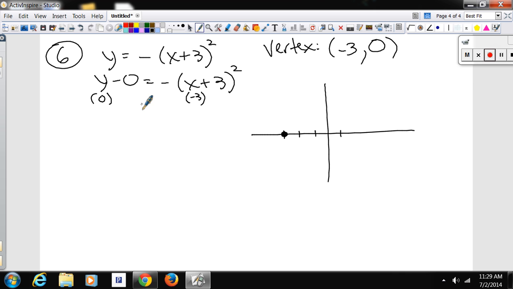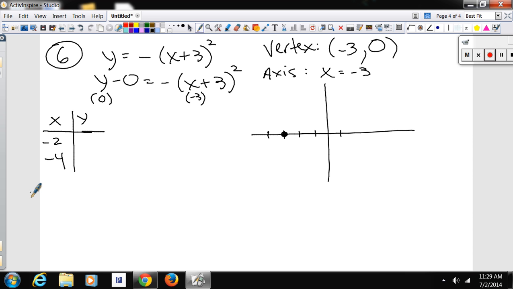Now your axis of symmetry is x equals -3. And I would plug in 2 points. Actually, I would just plug in 1 point because I know it's symmetrical. So if I plug in a -2, -4 is going to have the same answer. So -2 and -4 should both have the exact same answer.